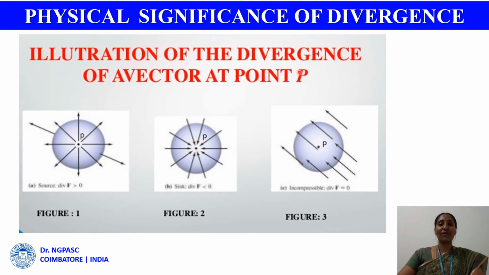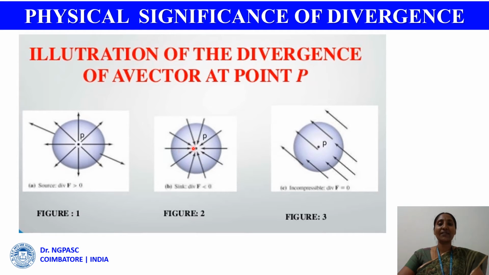Physical significance of divergence. From the illustration we see the divergence of a vector field can be positive, negative or 0. If the divergence of a vector field at a point is positive, that is div A is positive, it means the flux entering through the surface is less than the flux coming out through the surface. In other words, we call this a source of the vector field, where div A is greater than or equal to 0.